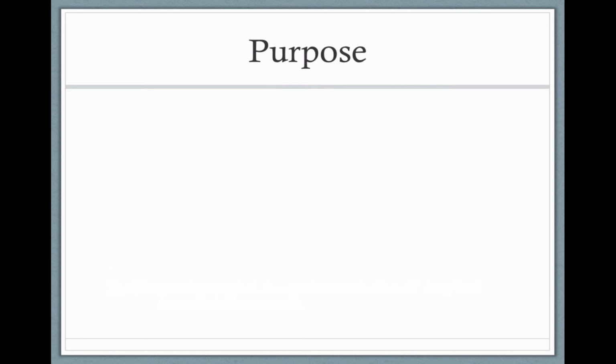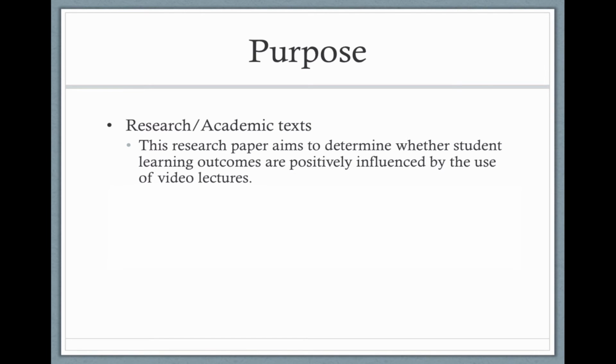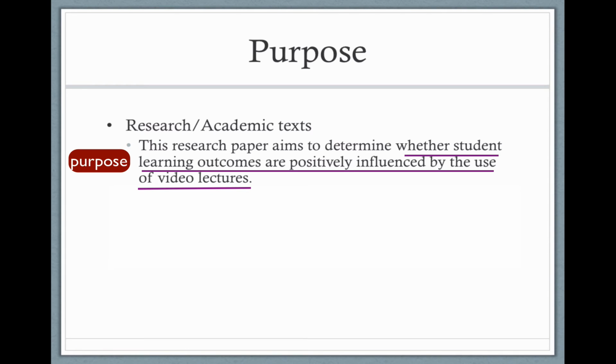All right, so the question is, where and when do we use indirect questions and noun clauses? Well, in research and academic texts, we report on purpose and we describe ideas. For example, in the first one, it talks about this research paper aims to determine whether students' learning outcomes are positively influenced by the use of video lectures. So this is telling us the purpose of this research paper. What is the question that the author had when they were conducting the research? And that requires a noun clause, an indirect question.